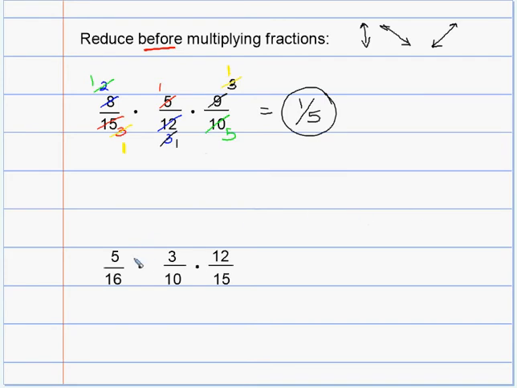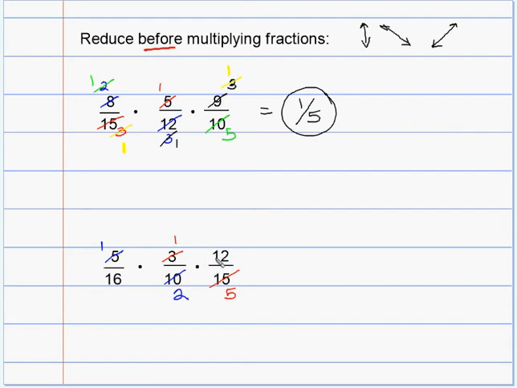Let's try one more problem. I have a 5 here, and I know that I can divide the 5 into either the 10 or the 15. You cannot do both. If I divide 5 by 5 up here and leave 1, I only can cancel that with one of these down here and leave a 2. So then let's take a look. Is there anything else I can do? Well, I know 3. I can divide by 3, and 15 I can divide by 3, and that would leave a 5.